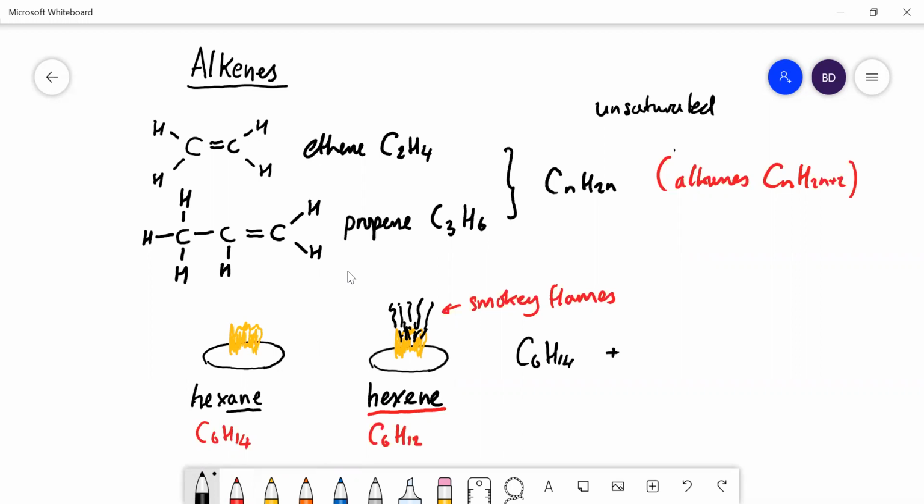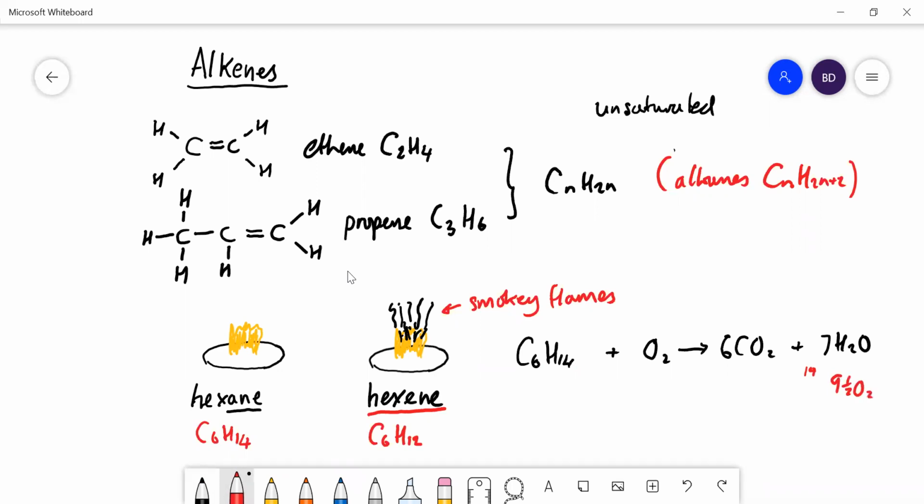C6H14 plus oxygen. We get CO2 and water. This is for the alkane. Well, you're going to form 6 carbon dioxides. You're going to form 7 waters. So how many oxygens do we need? Well, on this side of the equation we've got 6 times 2 in the carbon dioxide, that's 12, plus 7 makes 19. So that is actually 9.5 O2 molecules.